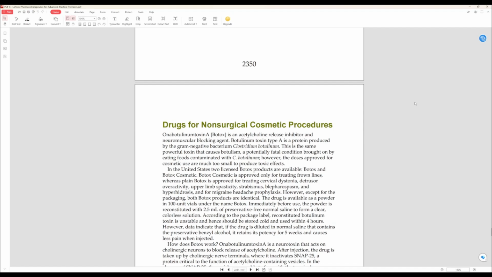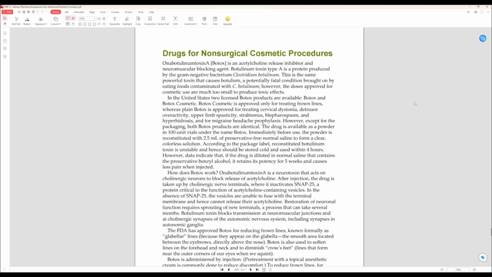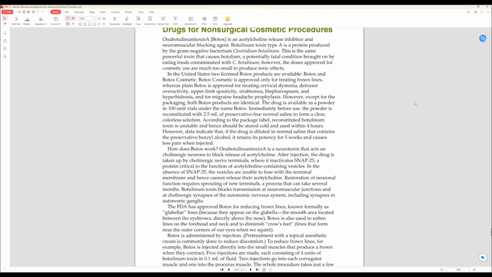So, now, drugs for non-surgical cosmetic procedures. I'm not going to try and pronounce that word, it's Botox, which is an acetylcholine release inhibitor and neuromuscular blocking agent. Botulinum toxin type A is a protein produced by a gram-positive bacterium, Clostridium botulinum. This is the same powerful toxin that causes botulism, a potentially fatal condition brought on by eating foods contaminated with C. botulinum. However, the doses approved for cosmetic use are much too small to produce any kind of toxic effect.